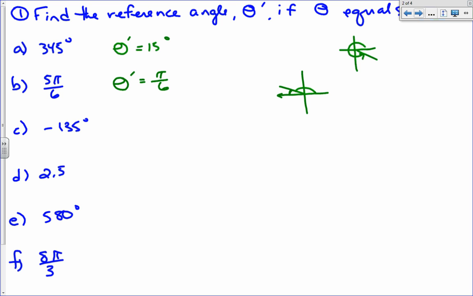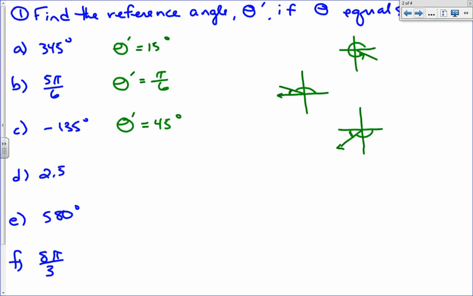Negative 135 degrees. Going negative a bit further will give us negative 135. So how far is that from 180 degrees? It's 45 degrees from 180 degrees, so our reference angle will be 45 degrees.